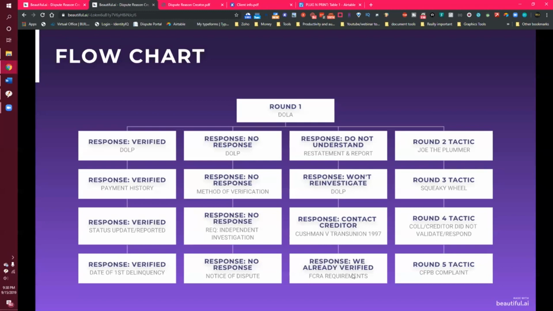All right. So if they come back and say, oh, we already verified this, then you need to go after the FCRA requirements. And if you want to understand what that is, go back and look at that first video where you accessed this one.